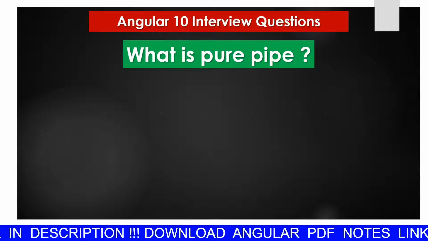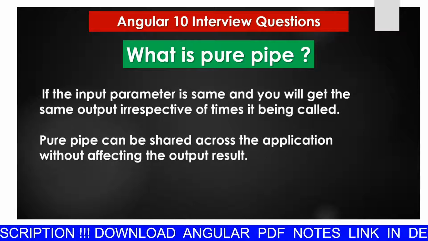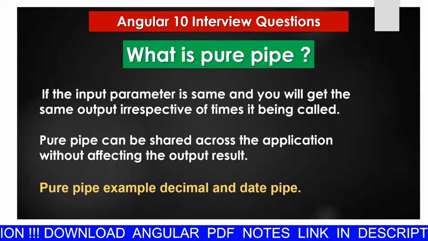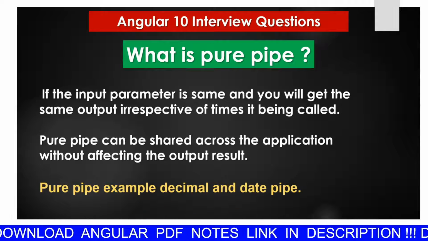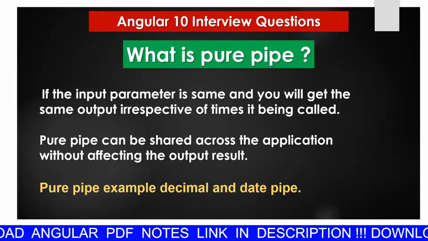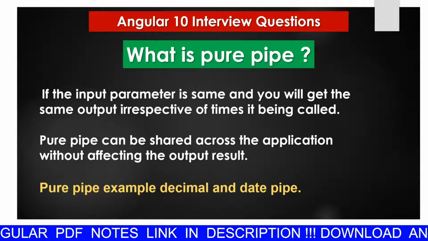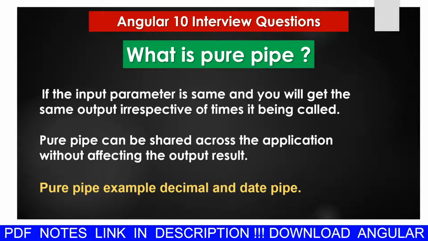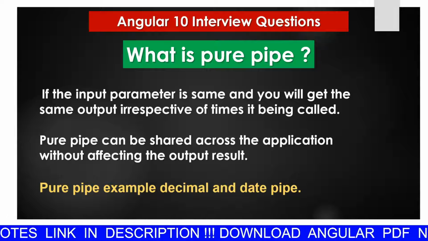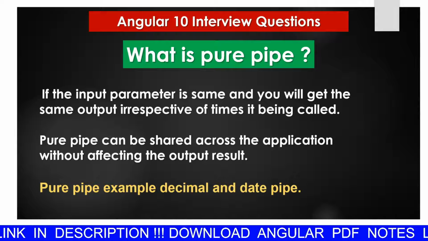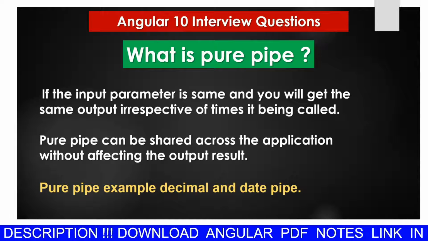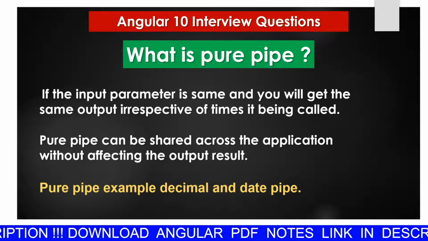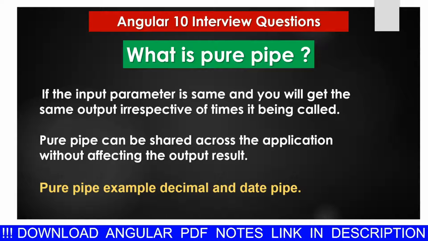What is pure pipe, guys? If the input parameter is the same, you will get the same output irrespective of the time it is called. A pure pipe can be shared across the application without affecting the output result, guys. Examples of pure pipes are decimal and date pipe, guys. So in a pure pipe the same input parameter gives the same output result.